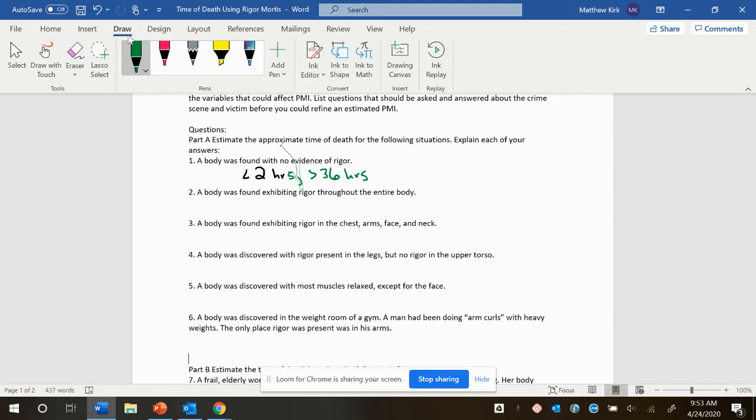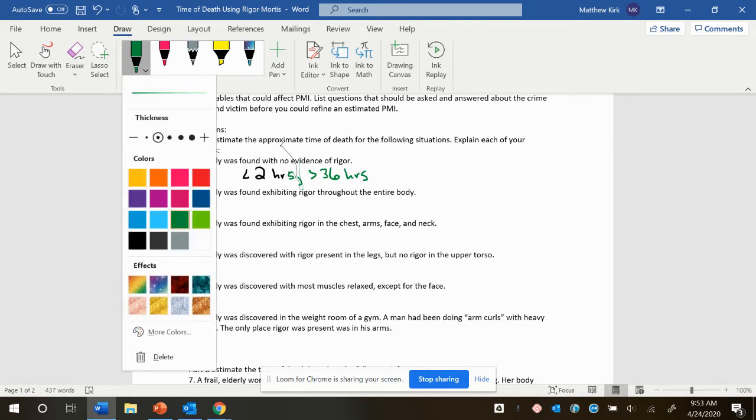All right, number two, a body was found exhibiting rigor throughout the entire body.